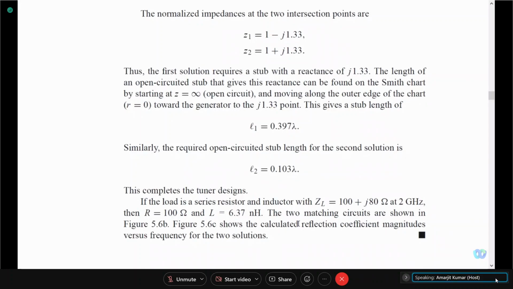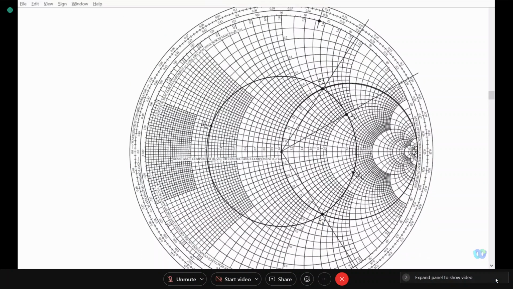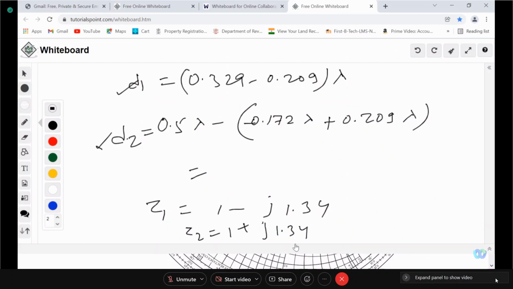So what will be the stub reactance then? Negative of this, so that it can be cancelled. So for Z1 solution, X1 is 1.34, and you can take X2 minus 1. So X1 is equal to 1.34.